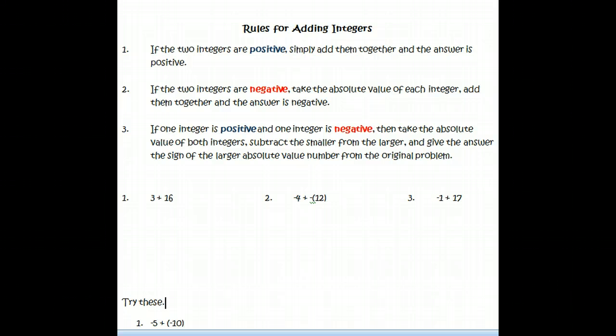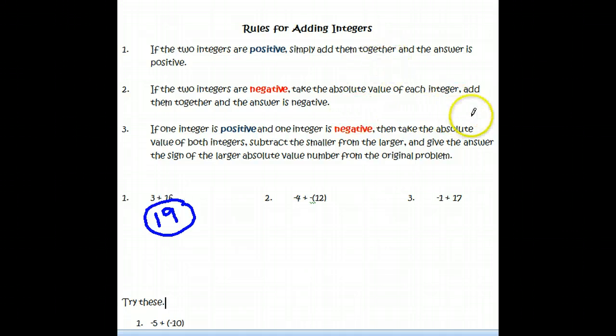Here are the rules. If the two numbers are positive, simply add them together, and the answer is positive. So we're going to look at problem number 1 here. Two numbers are positive. We simply add them together. 3 plus 16 is 19, and the answer is positive. Simple enough. You already knew how to add positive numbers. You may not have thought of it in terms of integers before, but now you will.